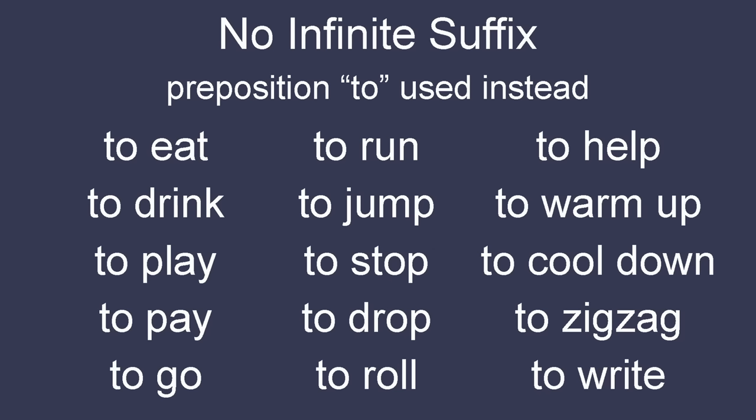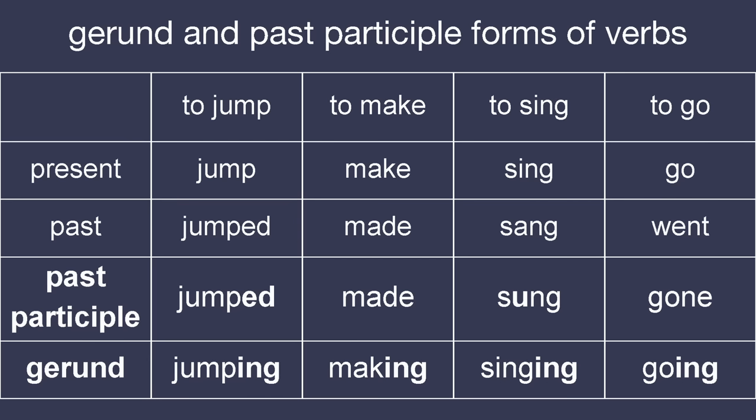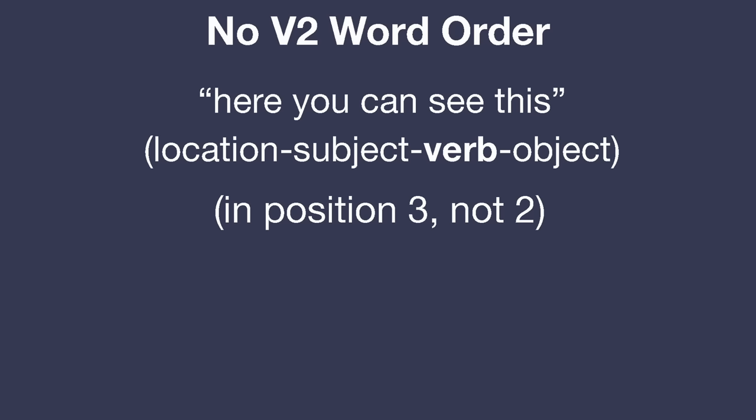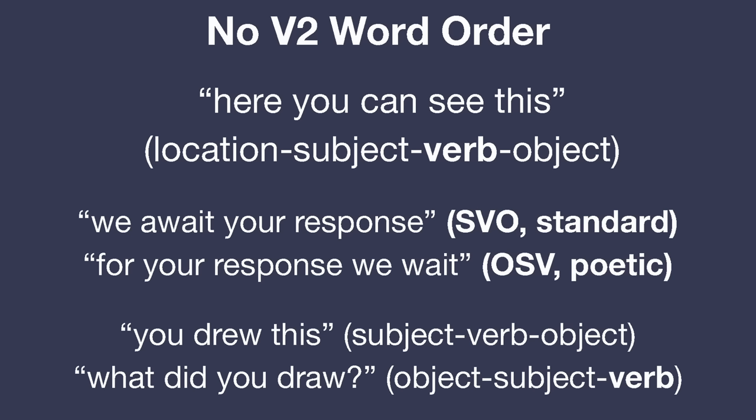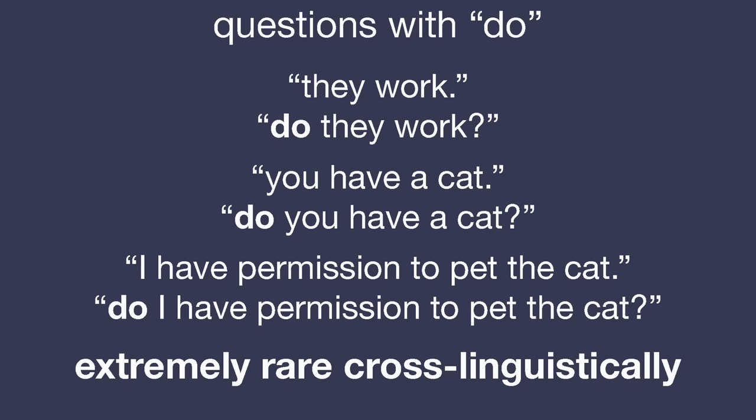English has no suffix for the infinitive form of verbs, instead analytically using to. But in addition to past and present forms, it also has gerund and past participle forms of verbs. There's a lack of V2 word order, and word order is mostly only shifted around to sound poetic or when forming questions. Speaking of, English forms questions with the verb do, and this is extremely rare cross-linguistically.